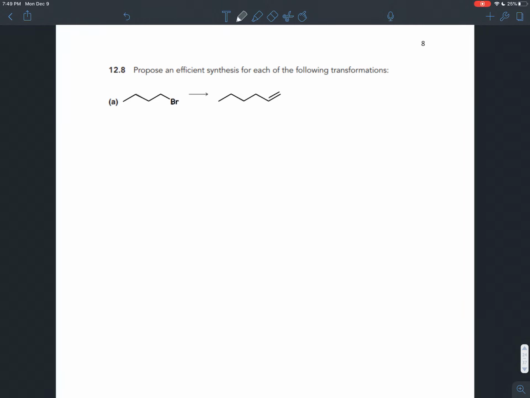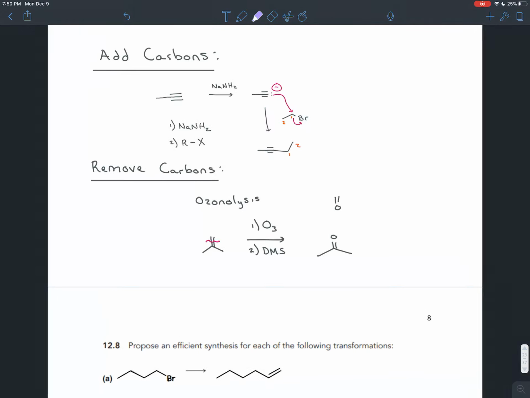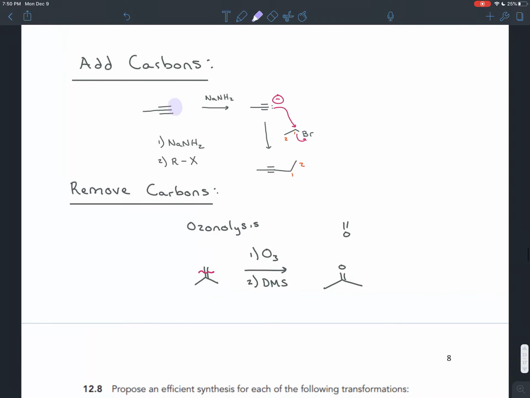In exercise 12.8, we're continuing our exploration of how to change the number of carbons in a multi-step synthesis. The principle that we learned from the previous video, the pattern that we picked up on, is that if you want to add carbons, use a terminal alkyne, treat it with sodium amide, that will turn it into a nucleophile, and then just add an alkyl halide, a carbon chain with a halogen leaving group on it, in order to do an SN2 reaction.